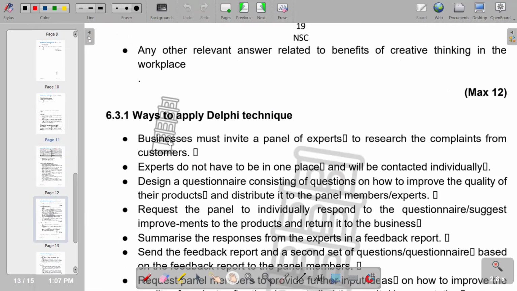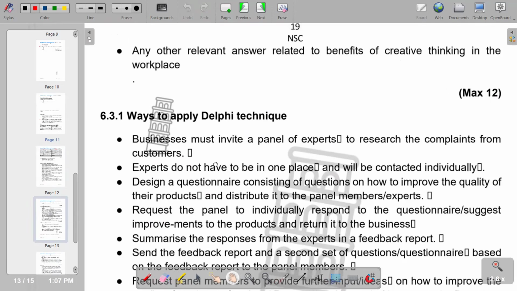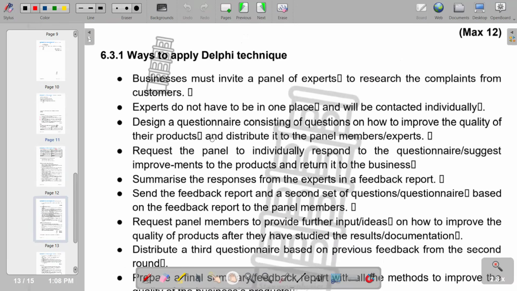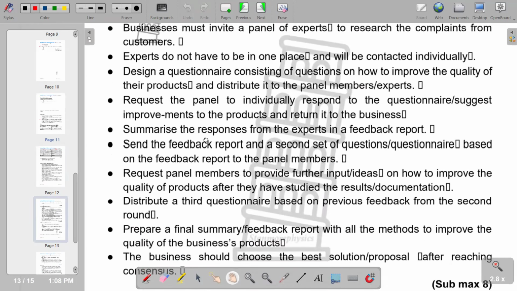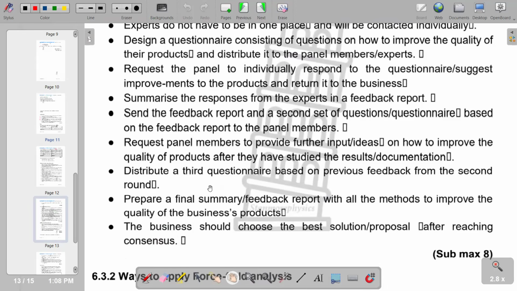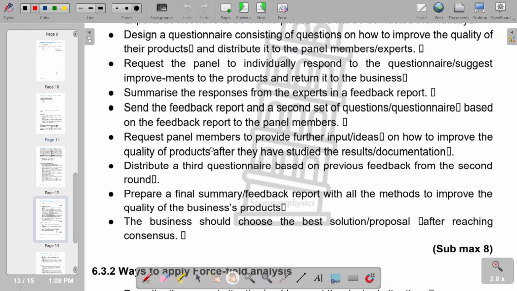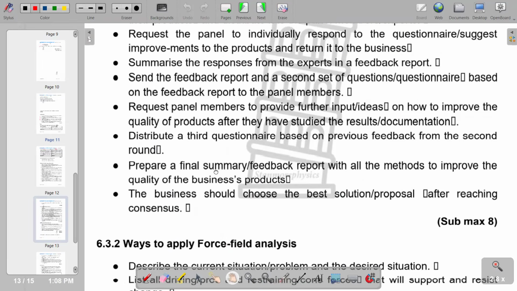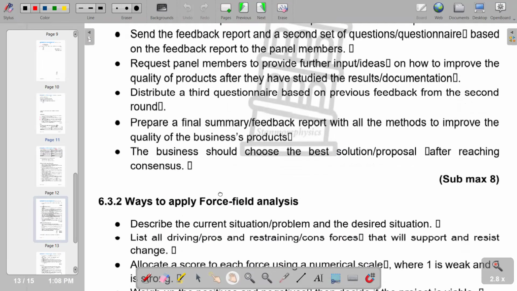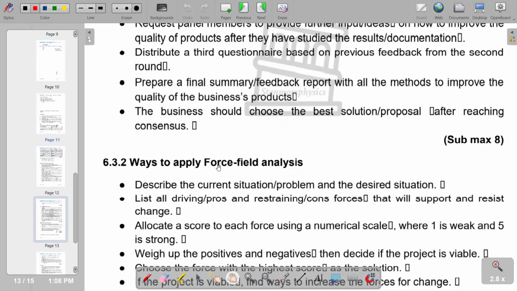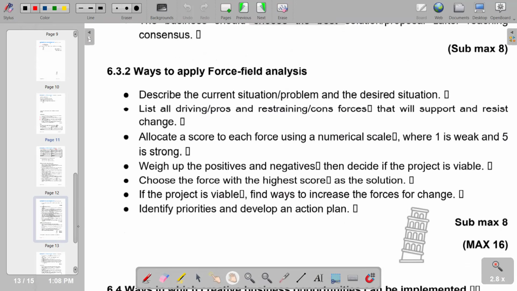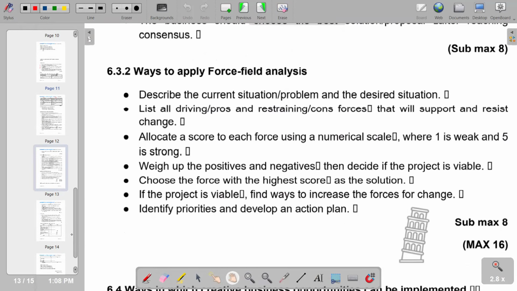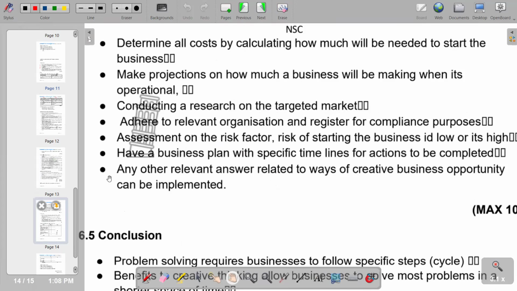And then ways to apply Delphi technique. So this is the ways that we can apply the Delphi technique. Then on the part of ways to apply force field analysis, these are the ways to apply force field analysis. The continuation in terms of force field analysis.